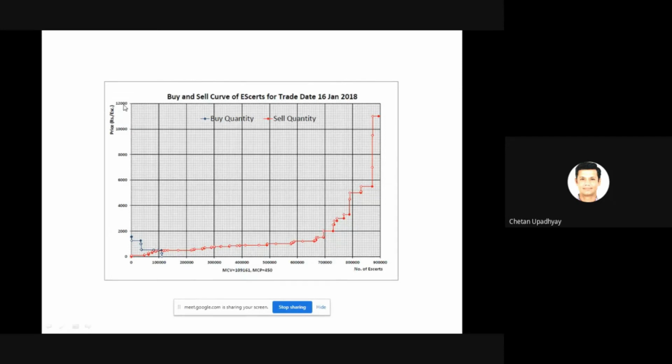This is the price, rupees per 1 megawatt hour, and this is with respect to the number of units. So the y-axis is rupees, the x-axis is units. With respect to the selling and the buying quantity, there is some intersection point, and that is going to give you the MCP. That is nothing but our market clearing price. Okay, and this happens a day before.